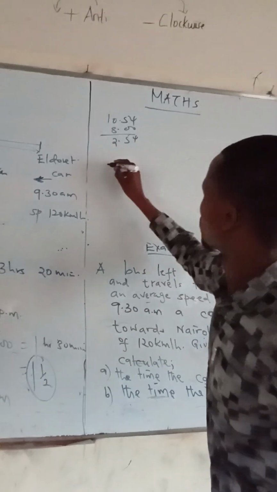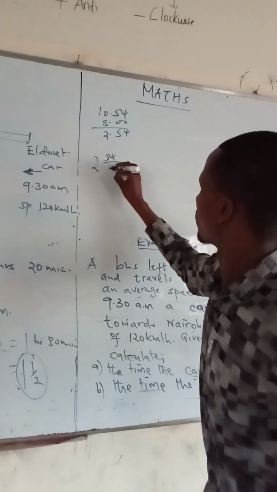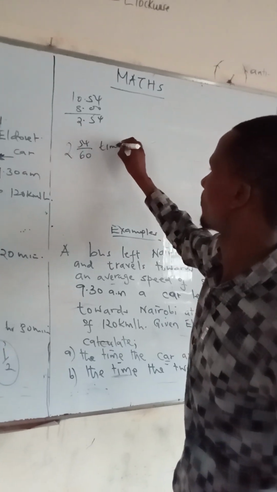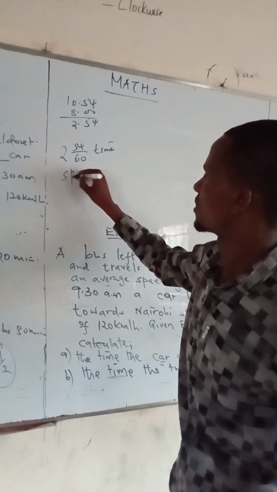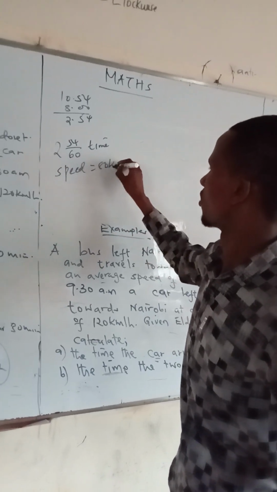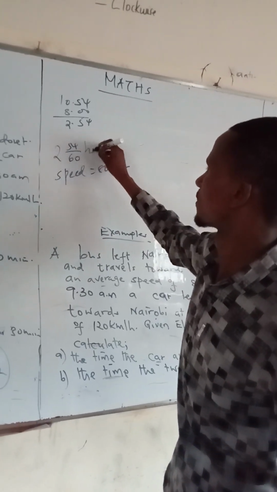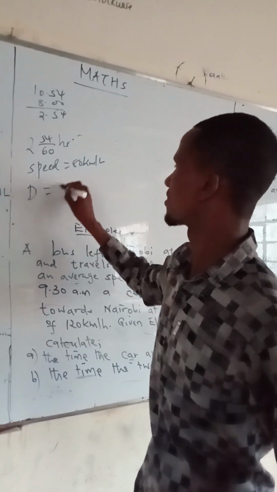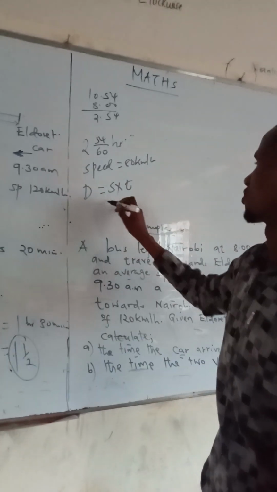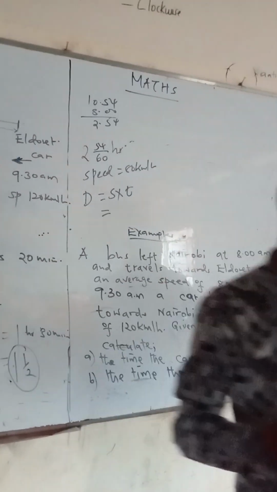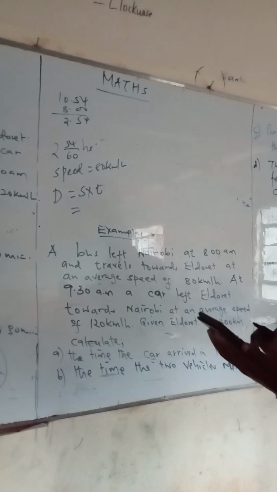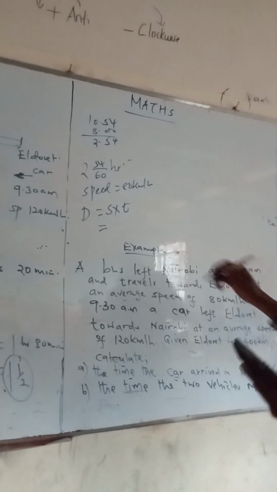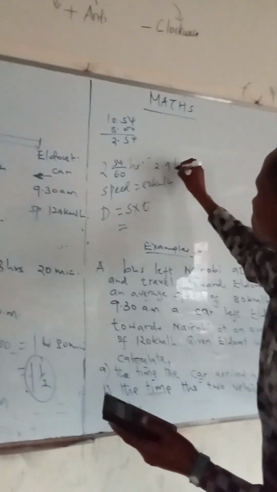So we can change this into hours. This is the time, and we know the speed. Speed is 80 kilometers per hour. This is the time in hours, and speed is 80 kilometers per hour. So the distance is equal to speed times time. So I can divide 54 by 60, and that will give me 2.9 hours.